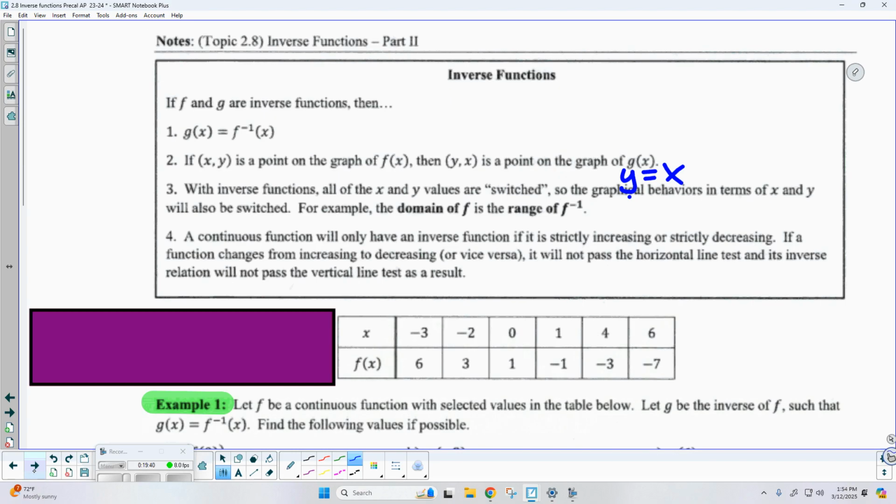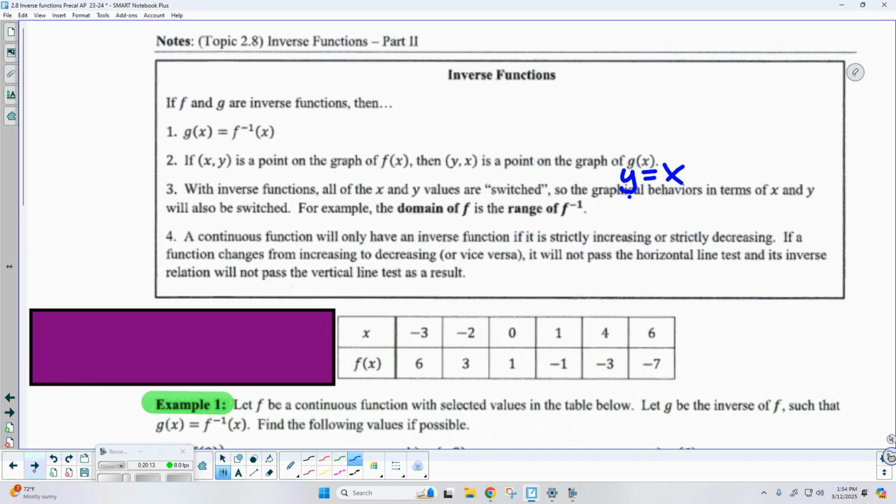This is what we know so far. This is inverse functions part 2. Number 1, if f and g are inverses, then g equals f inverse, or we could even say f equals g inverse. Number 2, if (x, y) is a point on the graph of f, then (y, x) is a point on the graph of g. Number 3, with inverse functions, all the x and y values are switched. So the graphical behaviors in terms of x and y will also be switched. For example, the domain of f becomes the range of the inverse. And you're actually going to see that in just a moment.